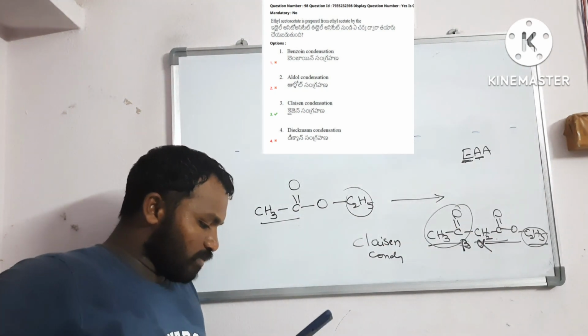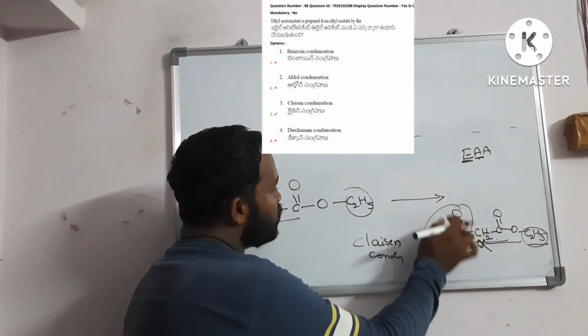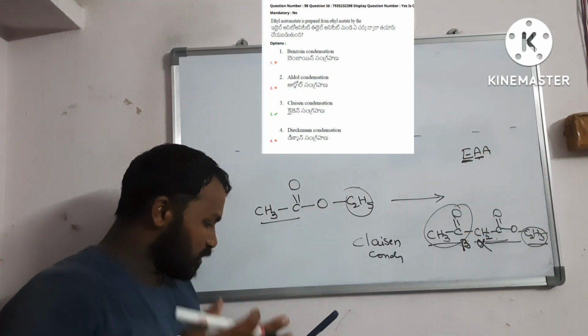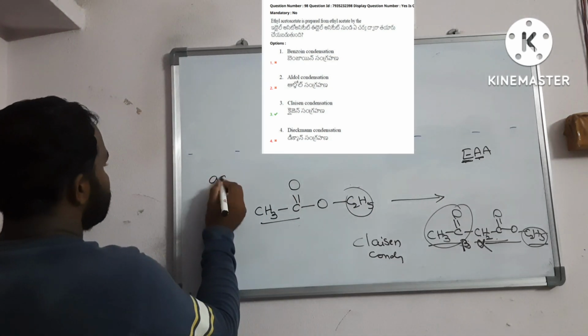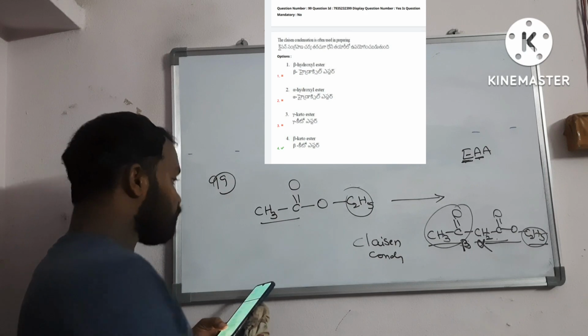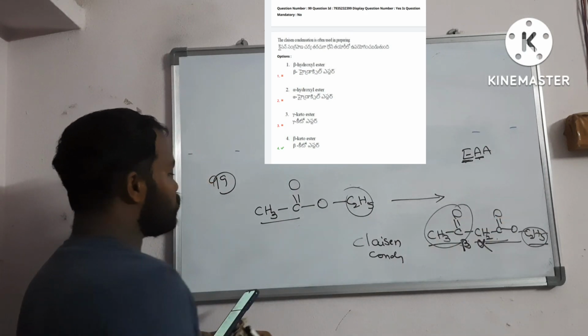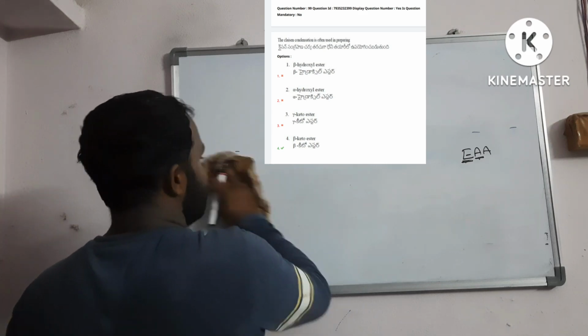Next question is the same concept. The Claisen condensation is often used in the preparation of what? Beta keto ester. That is question number 99. Question number 99 is nothing but the same: the Claisen condensation is often used in preparing beta keto ester. Same concept only. Next, question number 100. Last but not least.